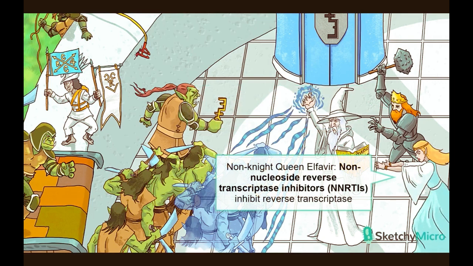NNRTIs, or non-nucleoside reverse transcriptase inhibitors, also halt elongation. But rather than binding the active site and being incorporated into the DNA chain, NNRTIs allosterically bind reverse transcriptase, altering its conformation and preventing further elongation. That's why Queen Elphavir, a non-knight, is trying to snatch the Reverso Transcriptum spellbook and stop the evil wizard.